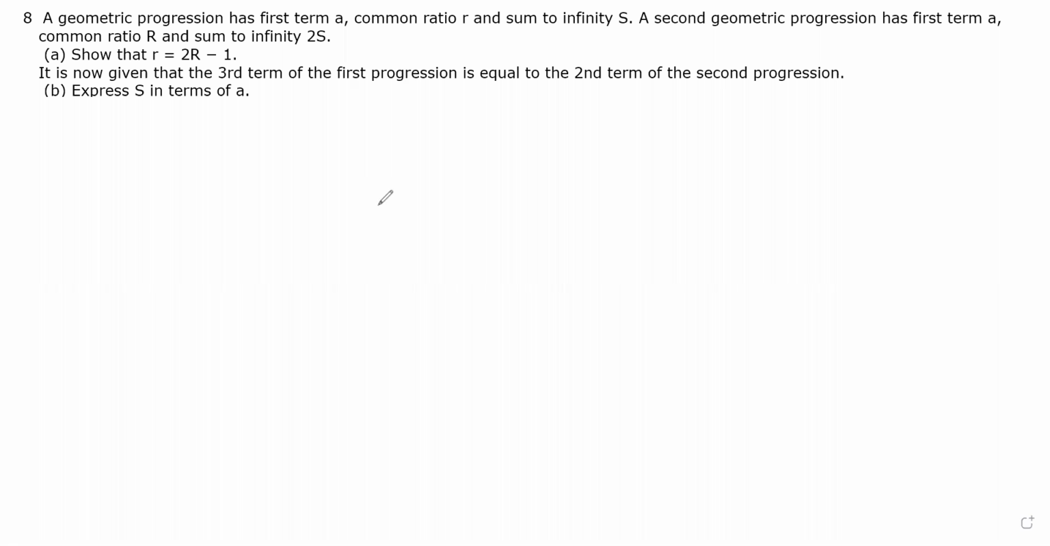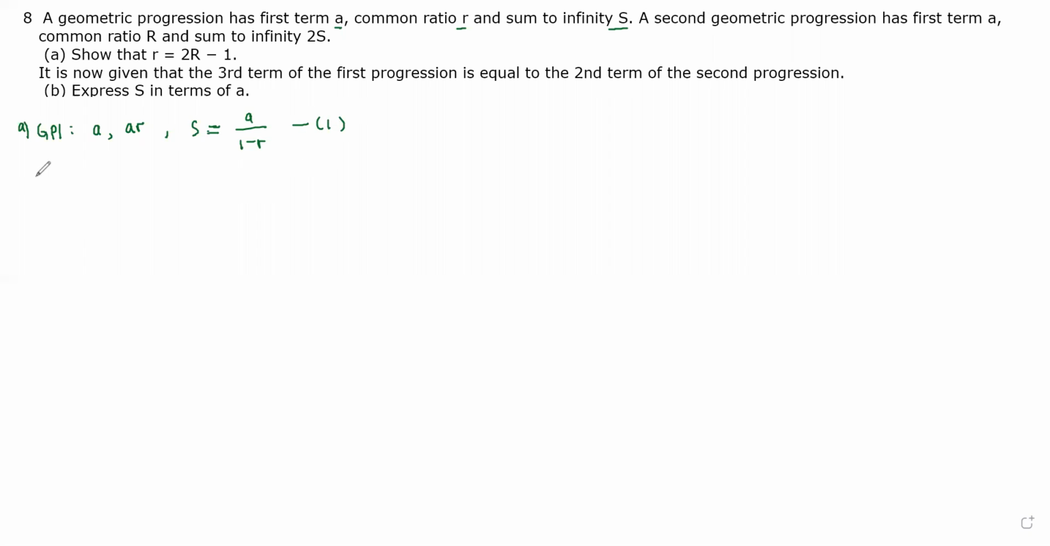We are given a geometric progression with a first term A, a common ratio R, and a sum to infinity S. Let's look at the first geometric progression, GP1. The first term is A, the second term is AR, since R is the common ratio, and the sum to infinity is S. The sum to infinity is A over 1 minus R. That will give us one equation.